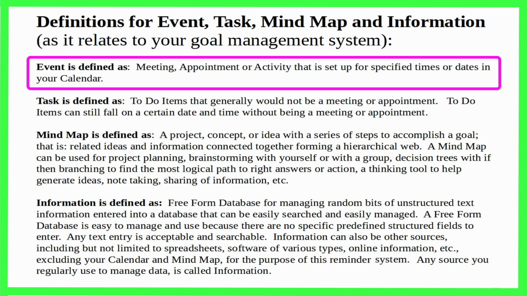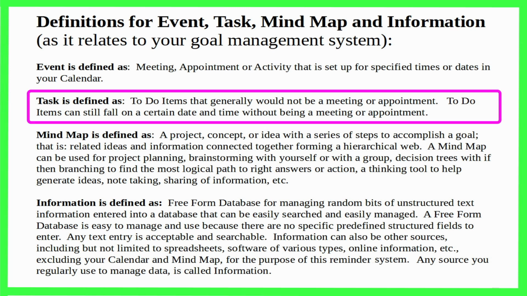Event is defined as a meeting, appointment, or activity that is set up for specified times or dates in your calendar. Task is defined as to-do items that generally would not be a meeting or appointment. To-do items can still fall on a certain date and time without being a meeting or appointment.